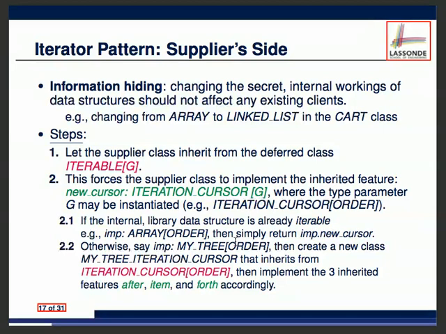Okay? In that case, you have to create some class yourself, for example, my iteration cursor. And then once you have done that, you have to support different features, like after, item and forth. Okay? So these are the features you have to support. So two cases, 2.1 and 2.2. Let's see 2.1 first. 2.1 is very easy. Okay, 2.2 requires a little bit of coding, which I will show you as well.